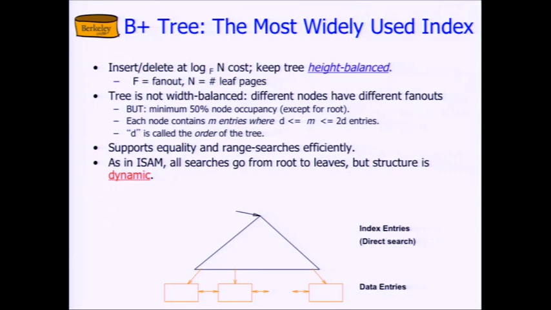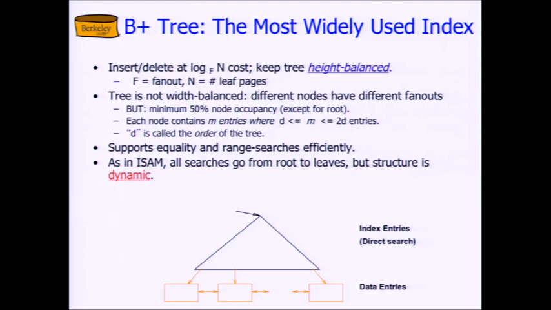The clever thing, particularly when you think back to your 61B or 1970, whichever you prefer to remember, is that this is a balanced tree that is not actually width balanced. It's height balanced. But individual nodes will have fewer or more pointers on them. How would you do that?